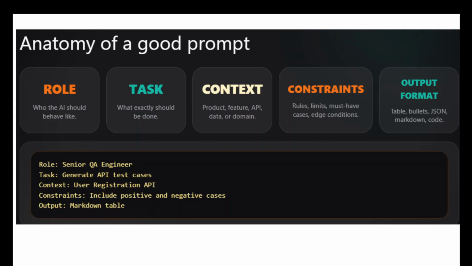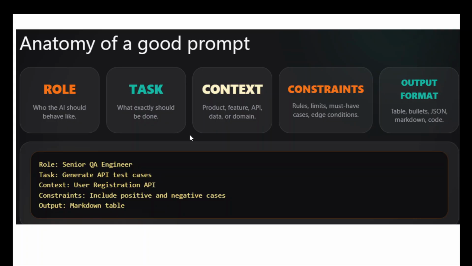So if you want to perform some senior QA engineer related task, always mention to AI that it is acting as a senior QA engineer. Provide the role of senior QA engineer. Then comes the task. What exactly needs to be done? Whether you have to generate API test cases, or an automation test script, or performance testing, or any kind of documentation, that comes under the task. Task means what output, what task you want AI to perform for you.